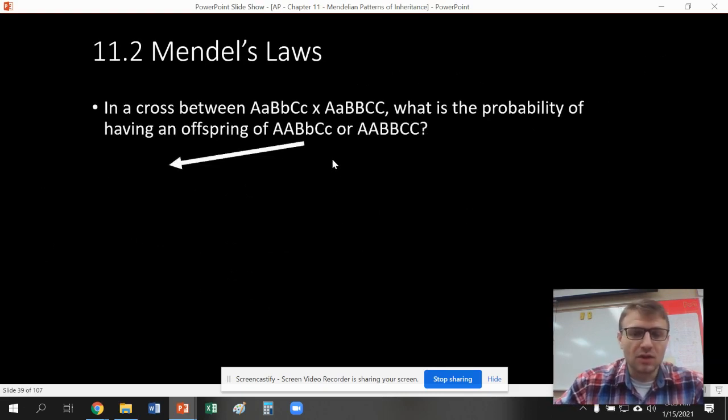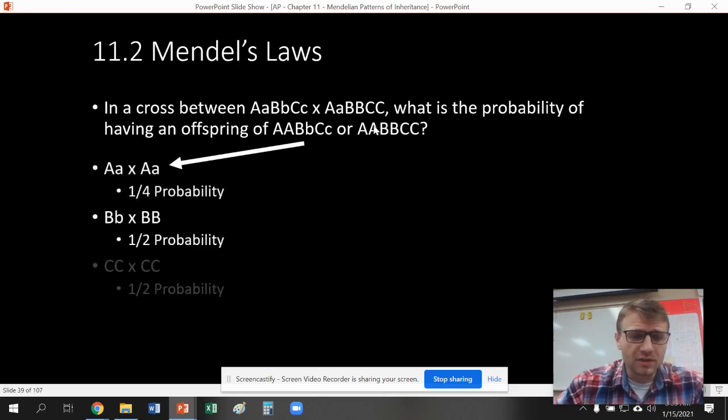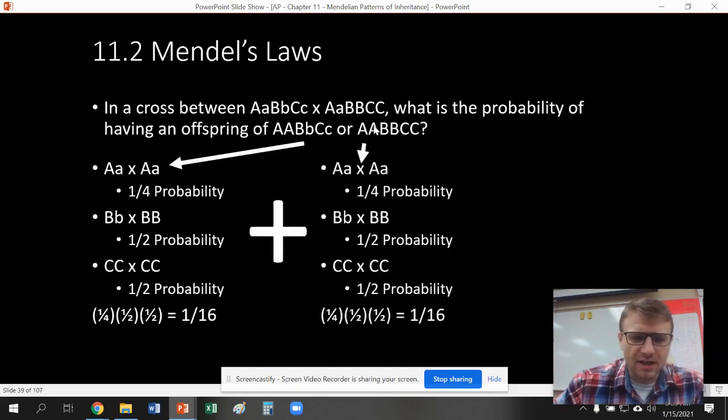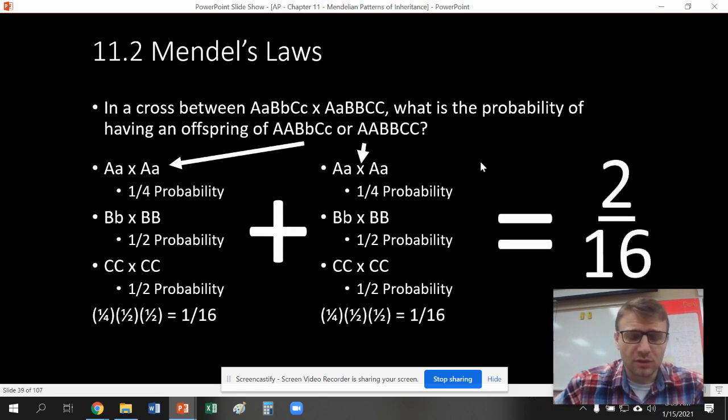We're also going to do the ors. So you can see here it's what's the chance of getting either of these two. All you have to do at this point is do the math that we just did, and then you just add. In this case, both of these have a 1 in 16 chance of occurring. So you just add those two numbers and you get 1/8, or 2/16.